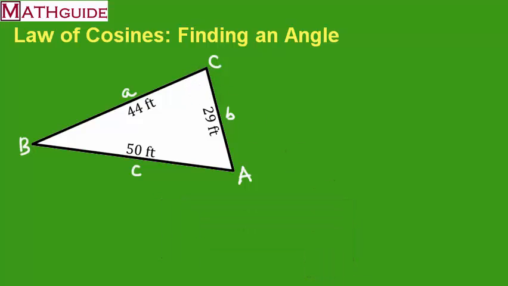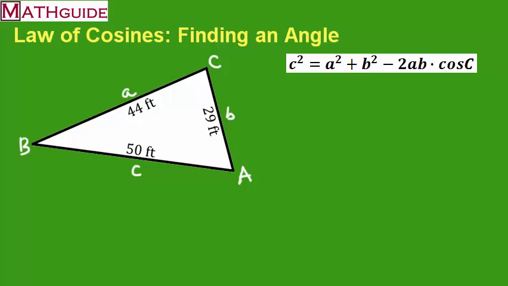Okay, here it is. There are three law of cosines formulas. I'm grabbing this particular one because it is the only formula that has angle C in it. If I'm deciding to solve for angle C, it's the only formula that has big C in it.